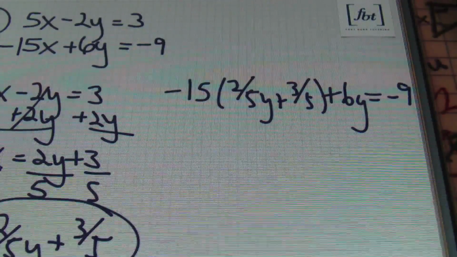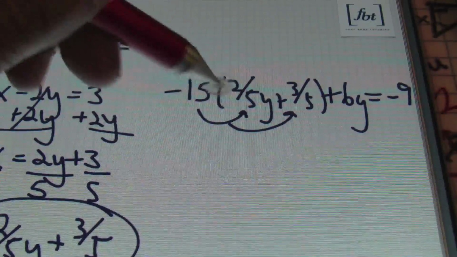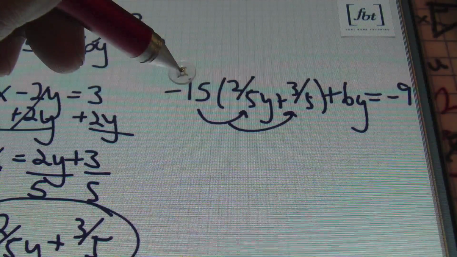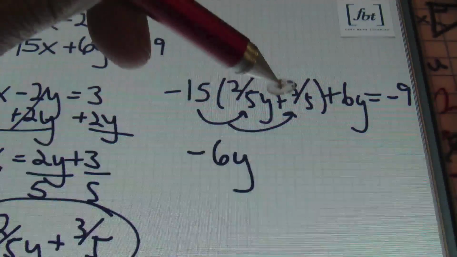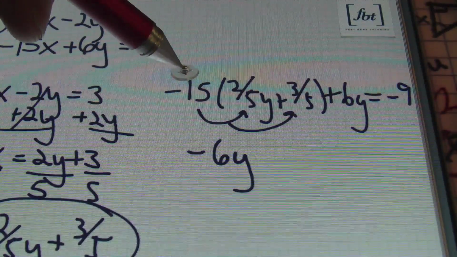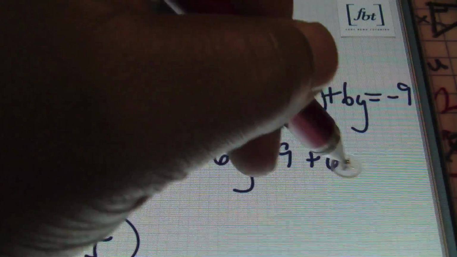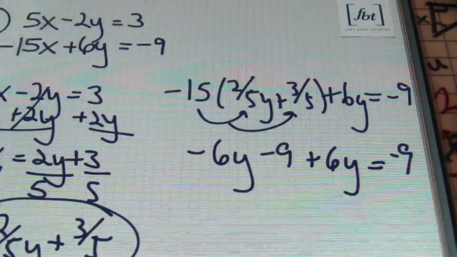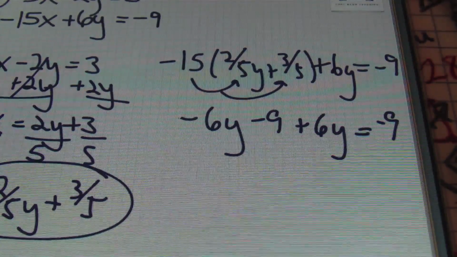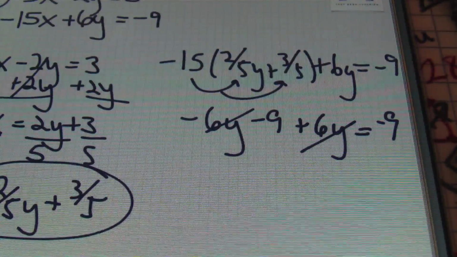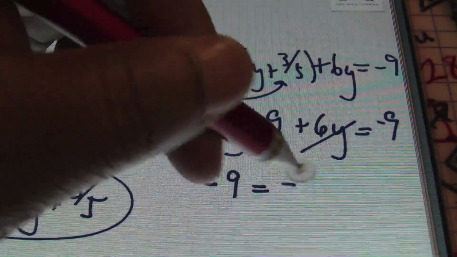So then I'll be distributing by negative 15. So let's see what happens with that. I have my arrows popping. 5 goes into negative 15 negative 3 times, and negative 3 times 2 gives me negative 6y. Then 5 goes into negative 15 negative 3 times, negative 3 times 3 is negative 9, plus 6y, which still equals negative 9. From here, I'll be combining my like terms, and what happens is the 6y's will cancel out, ladies and gentlemen. All right, those are additive inverses. So I have negative 9 equals negative 9.